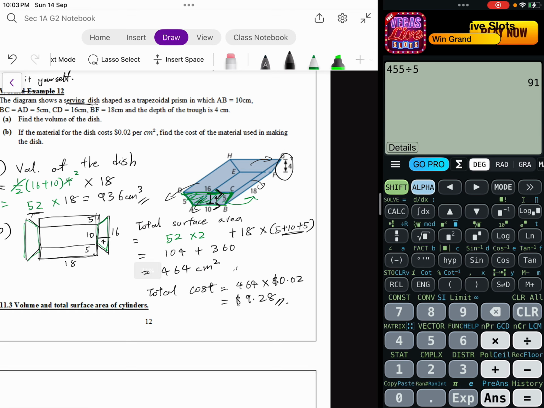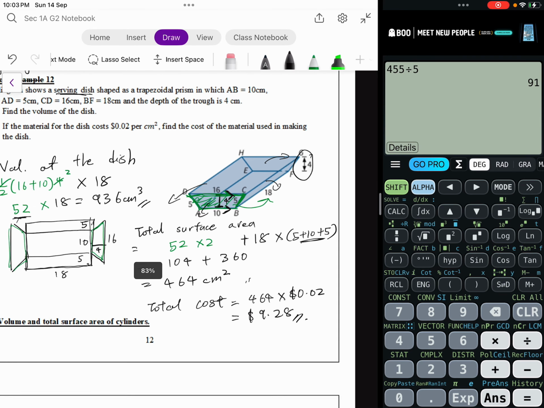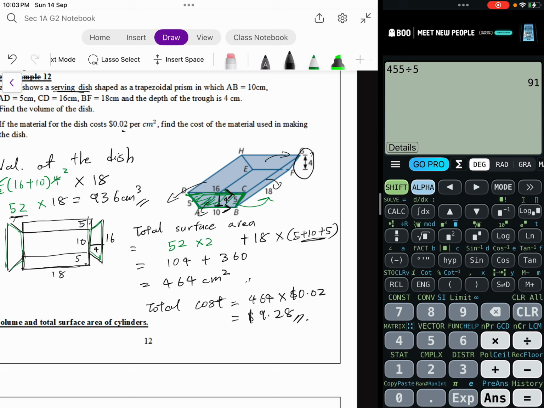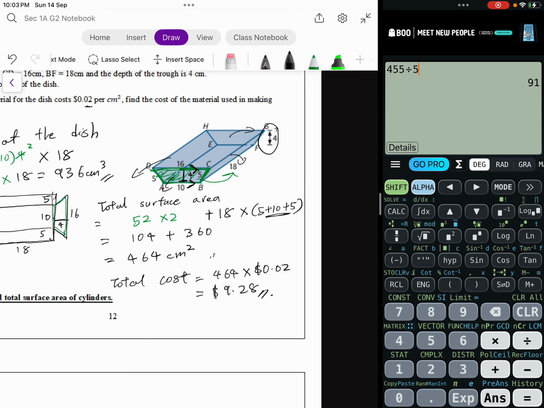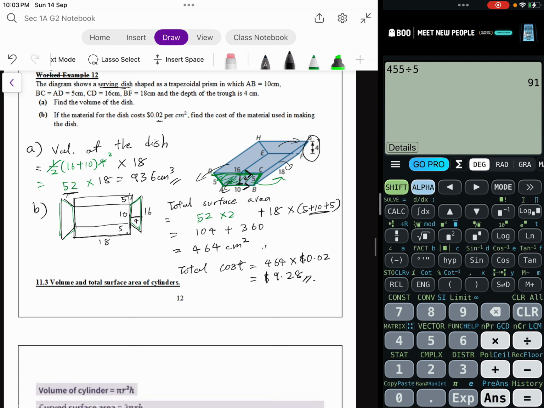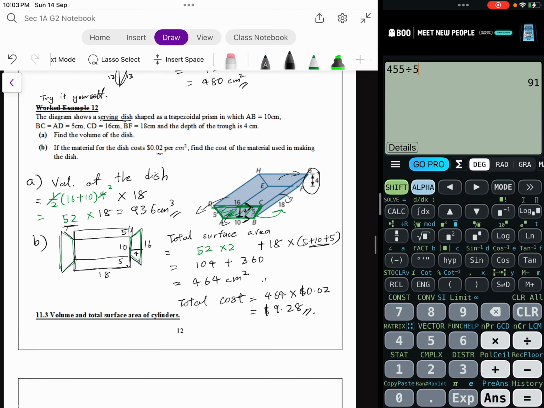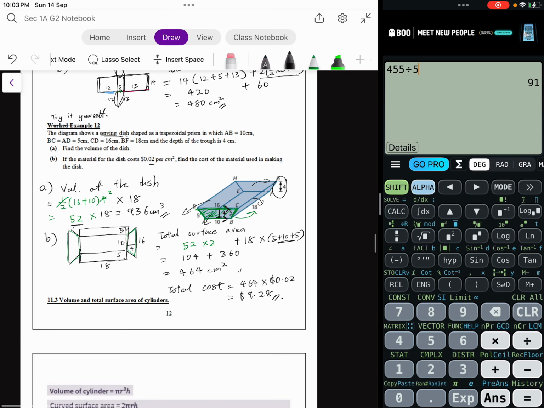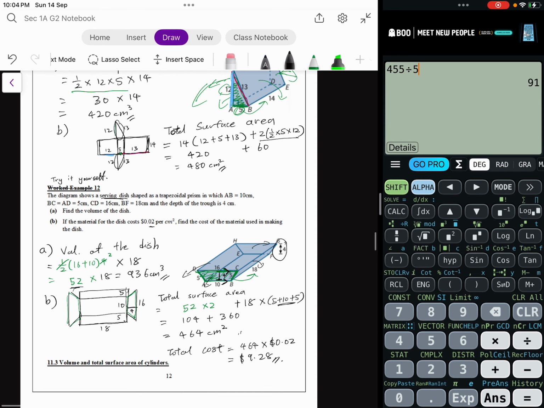This is my answer. Okay, but the cost of the material is 2 cents per cm square. So since we already found 464 cm square is the total surface area, the total cost to make this dish is 464 times 2 cents equals $9.28. Okay, please go and understand and don't just copy for the sake of copying. Okay, so I'm going to stop here for this chapter.